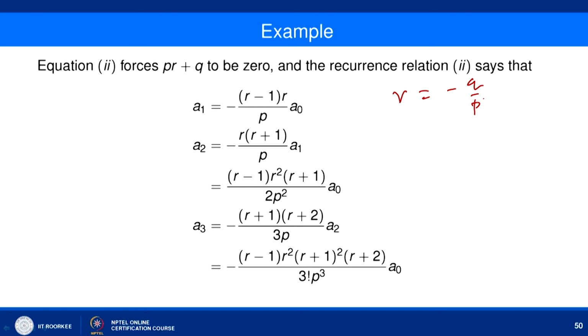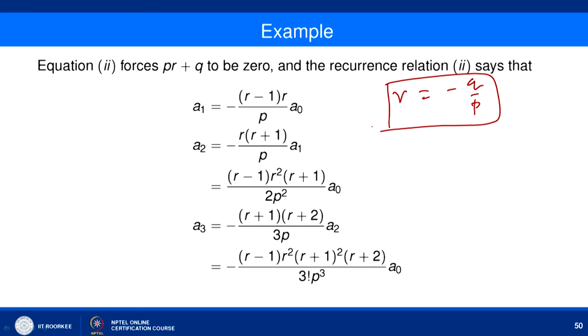Please look here, since it is an irregular singular point, we get only one root of the indicial equation. In fact, here the indicial equation is not a quadratic equation, it is a simple linear equation. So one root we have obtained as r equal to minus q by p. Now, from this we try to calculate all the other coefficients.